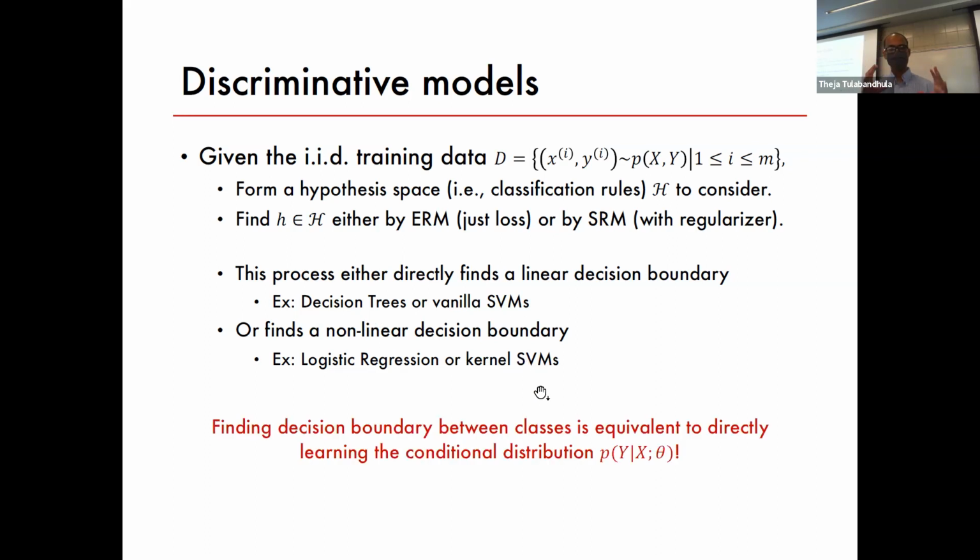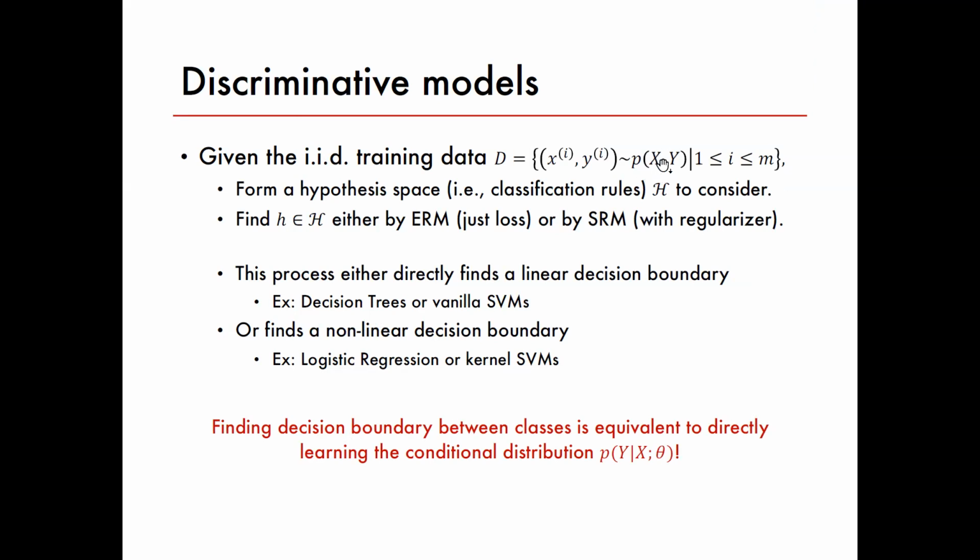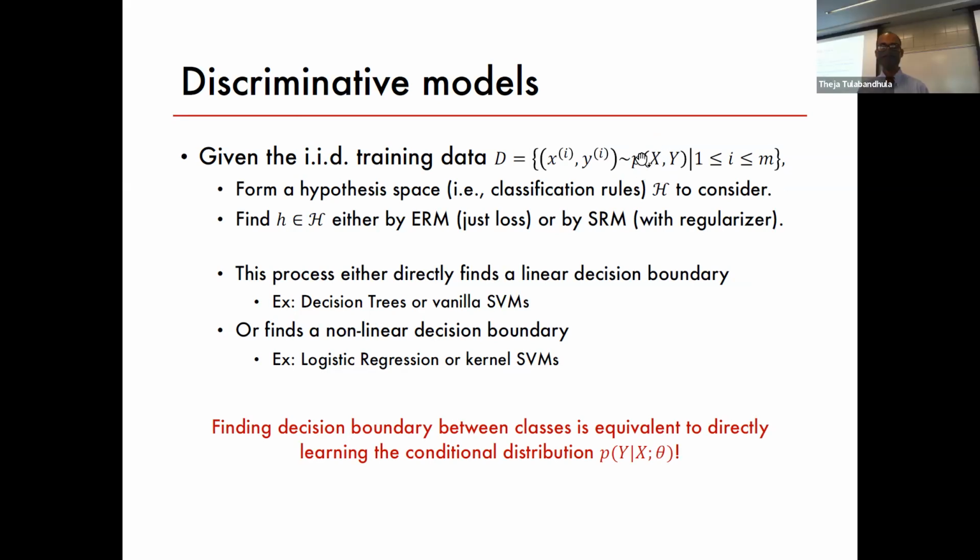But we want to make this final statement before talking about generative models: finding decision boundaries between classes, whether two classes, three classes, whatever they are, is equivalent to directly learning the conditional probability of y given x in most cases. So we are really focusing on just the conditional distribution of y given x. Although we can assume there's a joint distribution between x and y, we're not really interested in finding the joint distribution.